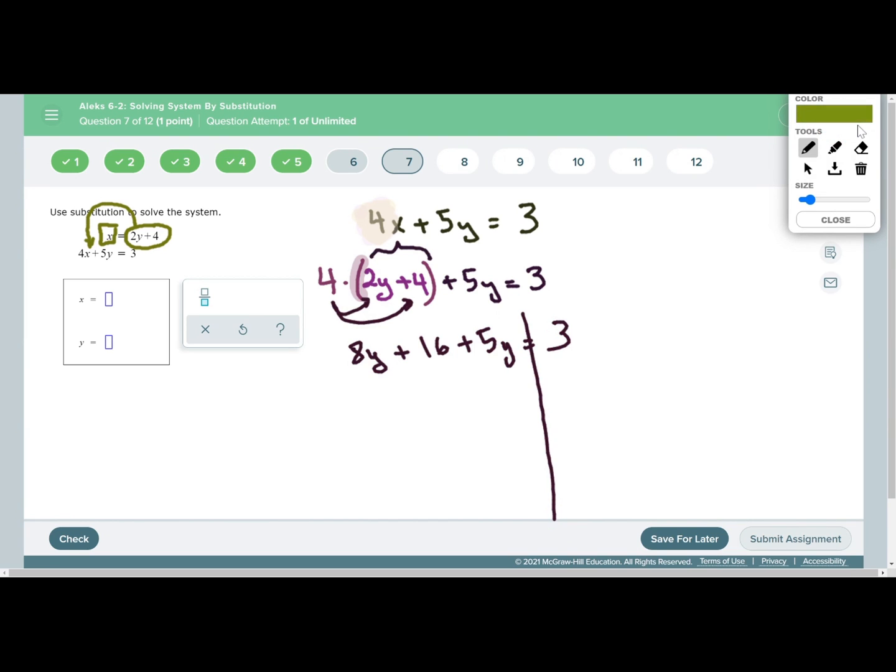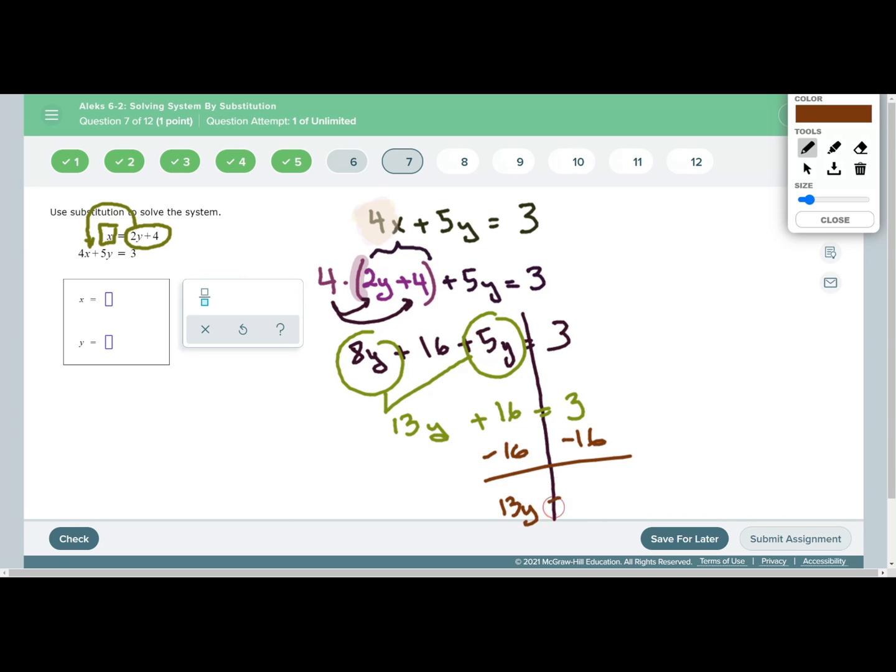Okay, so 5y and 8y, they are like terms. They both have y. That will give you 13y plus 16. We're going to bring it down, and 3, we're going to bring it down. Continue solving for y. We're going to subtract 16 on both sides. That will give you 13y equal to negative 13. And we divide by 13 on both sides. Y equal to negative 1 as our answer.